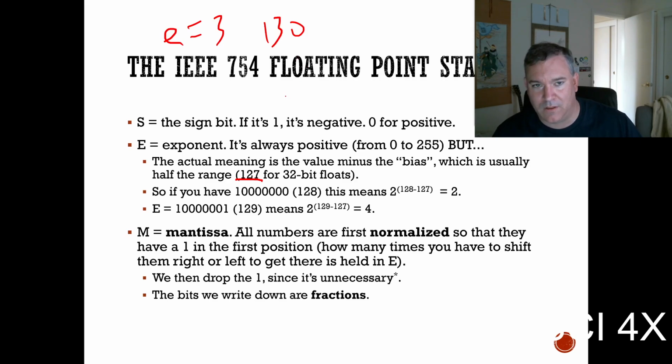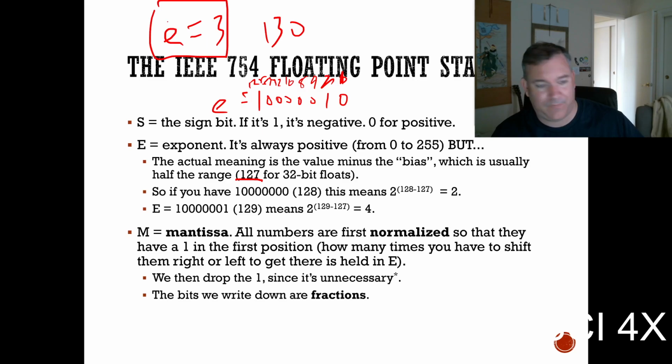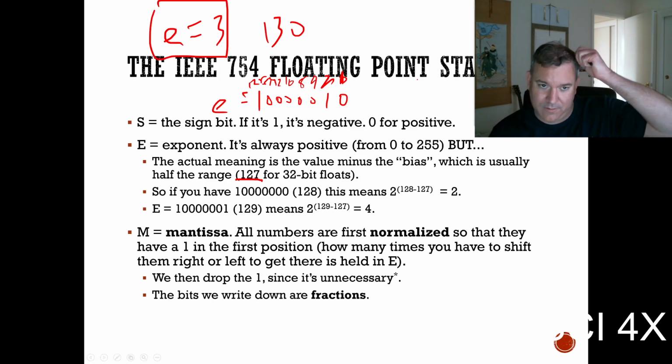Okay. So that is 1, 0, 0, 0, let's see, 128th bit, 64th bit, 32nd bit, 16 bit, 8 bit, 4 bit, 2 bit, and 1's bit. There. And so the actual exponent you're going to write down is 1, 0, 0, 0, 0, 0, 1, 0. So if the exponent was 3, like on the next slide here, then what actually gets written down is 130.